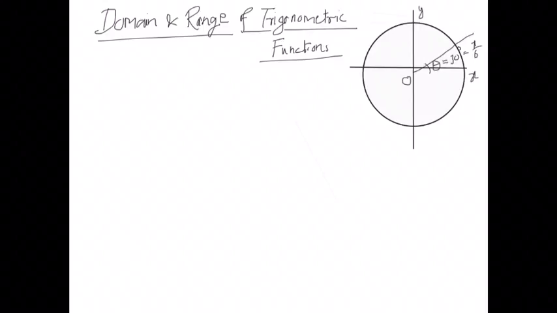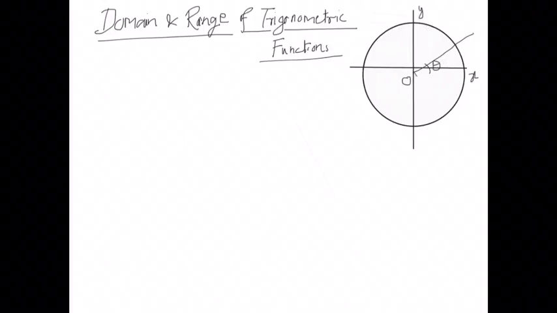Now the same angle can be measured from the negative direction as minus 330 degrees, because 360 minus 30 is 330. And we can also write this in radians as minus 11 pi by 6 radians, because 2 pi minus pi by 6 is 11 pi by 6. Therefore, what we have seen is that the angles pi by 6 radians and minus 11 pi by 6 radians refer actually to the same angle.